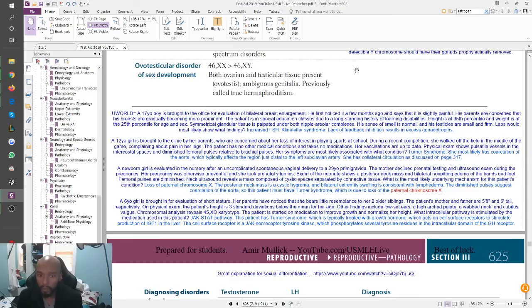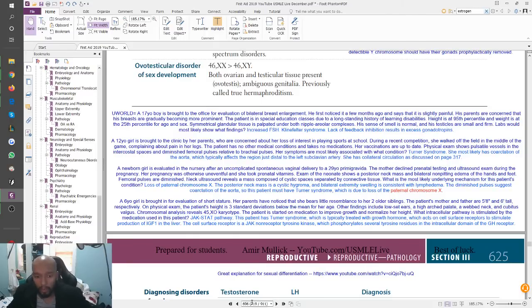So brachial femoral delay. And why does she have intercostal pulses? Because remember that if you have coarctation of the aorta, the thoracic arteries start becoming an alternate route for that blood to reach your descending aorta. So her symptoms are most likely associated with what condition? Turner syndrome. Right? She most likely has coarctation of the aorta, which typically affects the region just distal to the left subclavian artery. She has collateral circulation, as discussed on page 317.